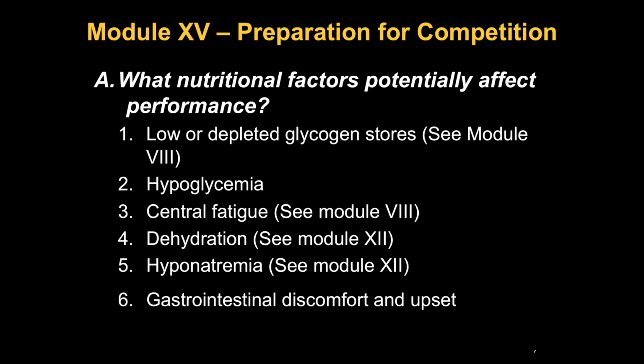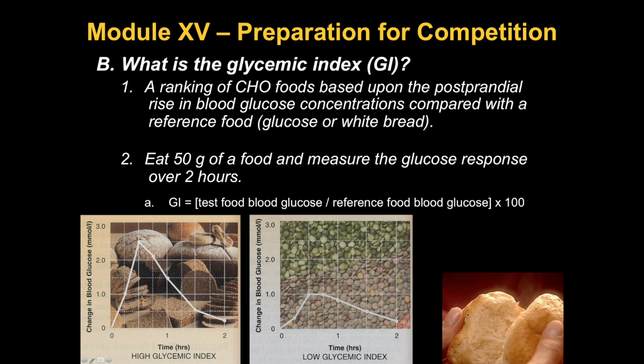Well, we know that low or depleted glycogen stores will lead to decrements in performance, as we talked about in Module 8. We know that if the athlete has hypoglycemia, so low blood glucose concentrations, then that's going to lead to a poor performance. We know that the central fatigue theory could possibly play a role, as we saw in Module 8. Dehydration can play a role, as we saw in Module 12. Hyponatremia, having low blood levels of sodium, as we saw in Module 12, as well as gastrointestinal discomfort and upset. All of these could potentially spell decrements in performance for the athlete.